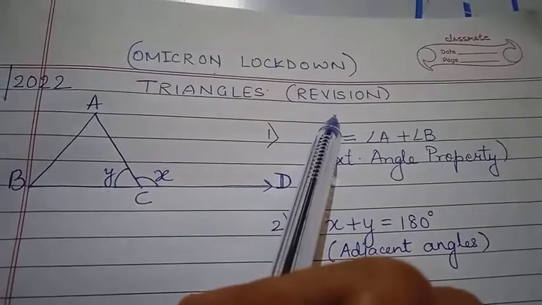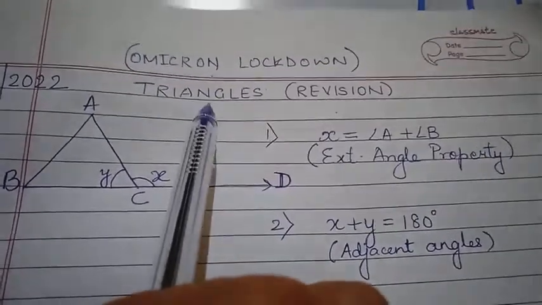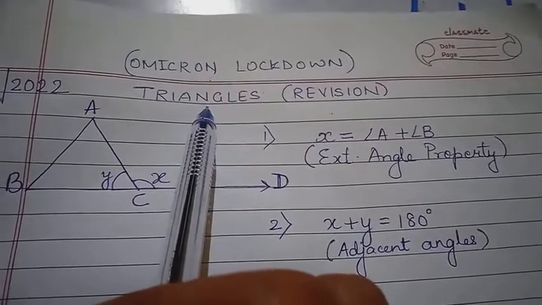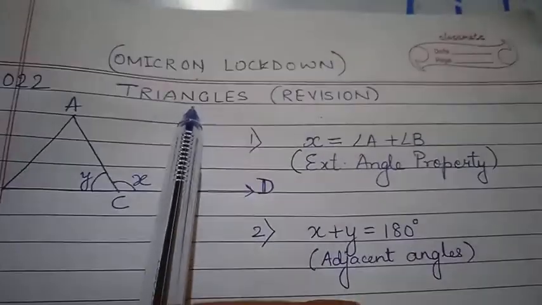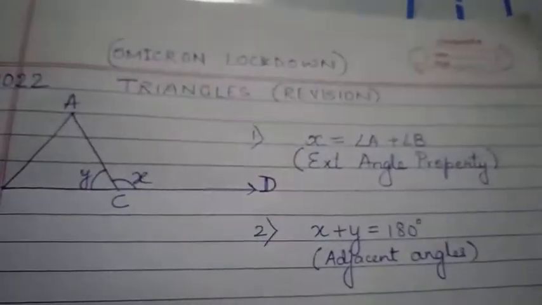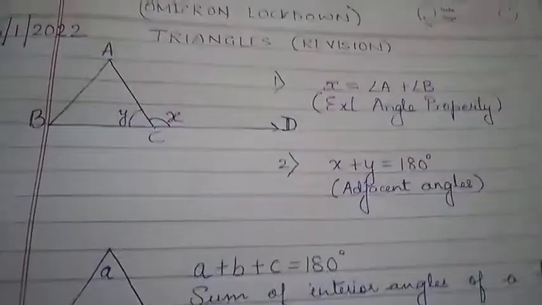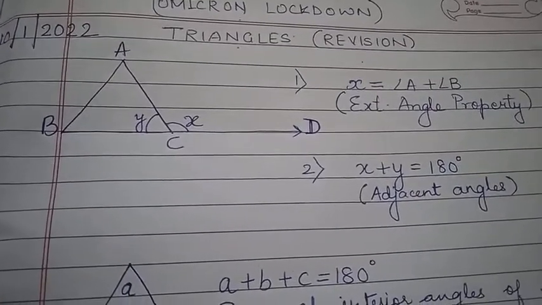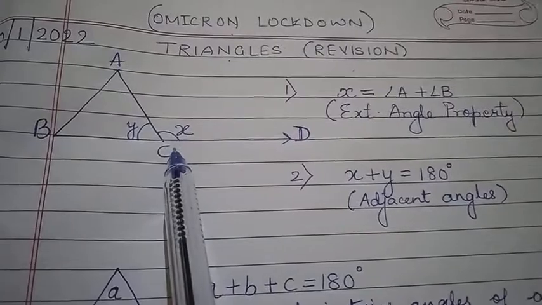Okay, and since we are facing Omicron lockdown, we have to continue our studies, our revision for the upcoming unit test 2. I hope there is no issue with it, because only 2 chapters are left: triangles and chapter number 34, that is mean and median. Alright, so let us see. First we'll see the properties which we can use to solve the questions, right?